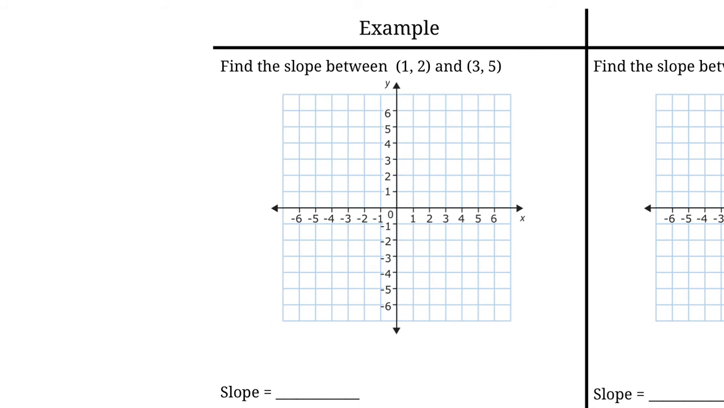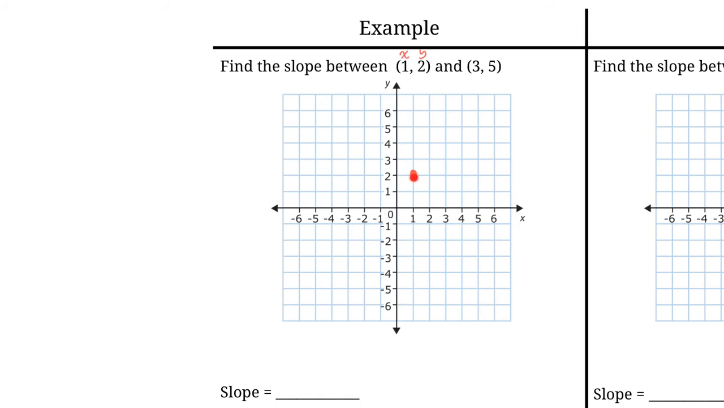So if I would like to find the slope between these 2 points, (1, 2) and (3, 5), I can draw out these points. So a little review in coordinates. Your first number is your x, your second number is your y. So on our x-axis, that's always horizontal, this is where 1 is, but then we gotta move up to 2. And this is where our point is.